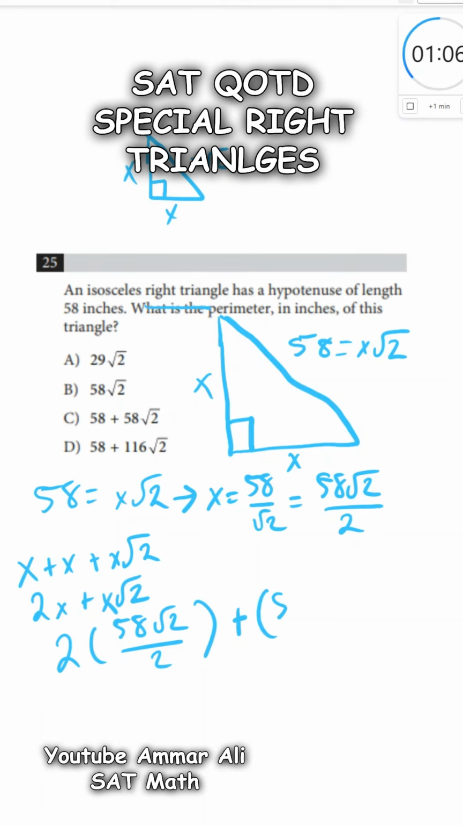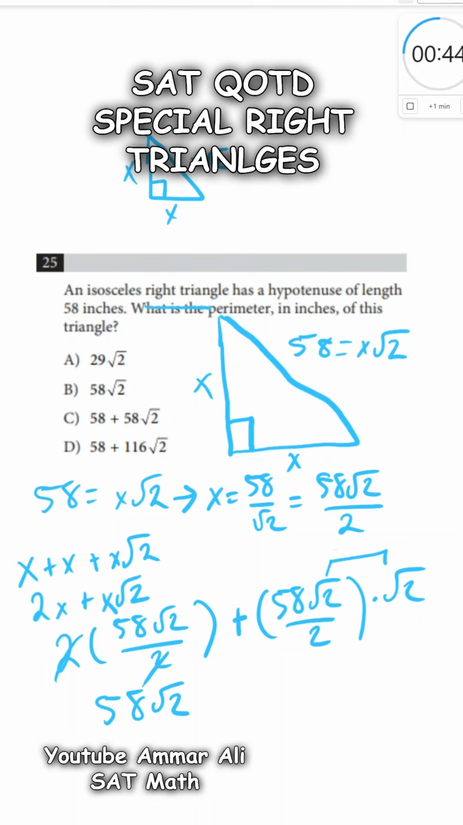is going to be nothing more than 58 root 2 over 2 times root 2. So let's simplify this term. The 2 and the divide by 2 cancel out, so this just becomes 58 root 2. 58 root 2 times root 2. These two radicals are going to become square root of 4, which is equal to 2. So we will then get this to be 58 times 2 divided by 2, and again the 2's cancel out, so then we are left with 58 root 2 plus 58.